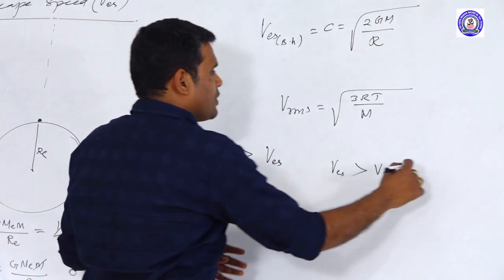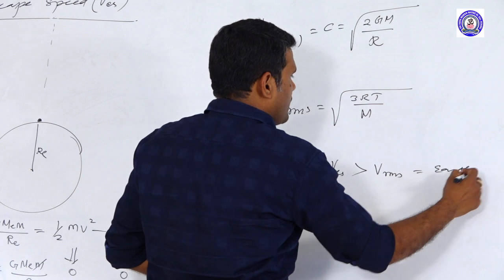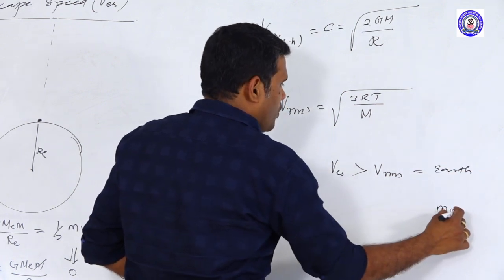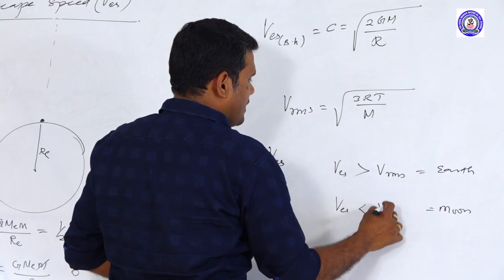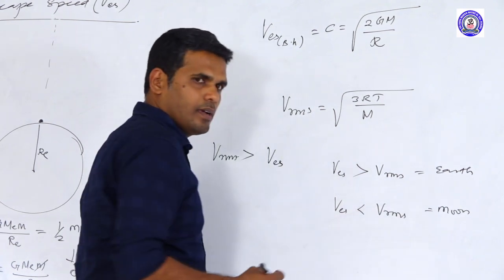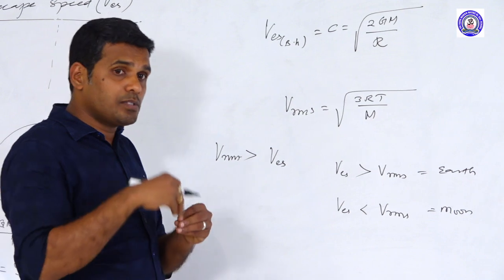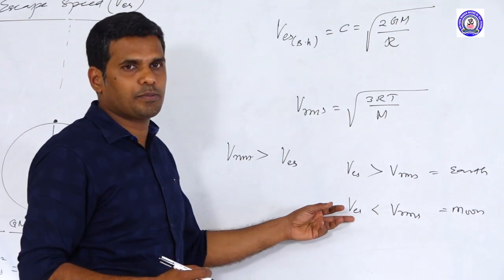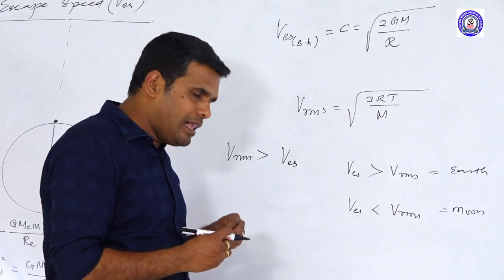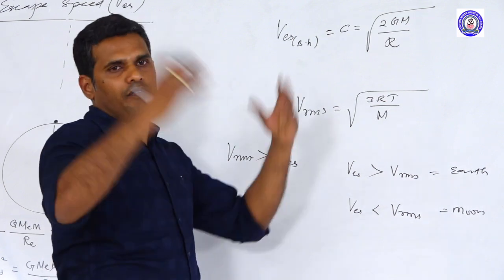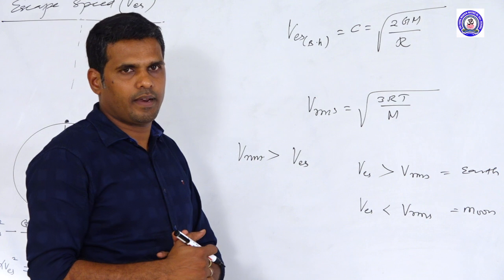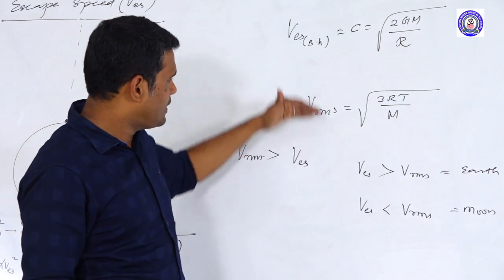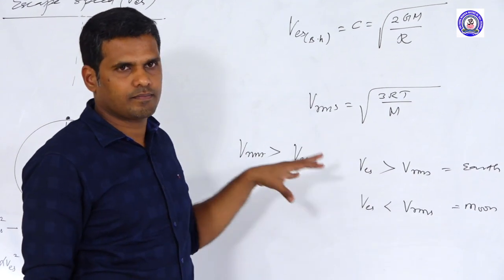Suppose in the case of Moon, this was for Earth. In the case of Moon, what will be the condition? The escape speed is less than the RMS speed. The RMS speed of the gas molecules is much more when compared to the escape speed. So all the molecules will move away from the atmosphere of Moon, leaving no atmosphere to Moon. This is about the escape speed of the planets.